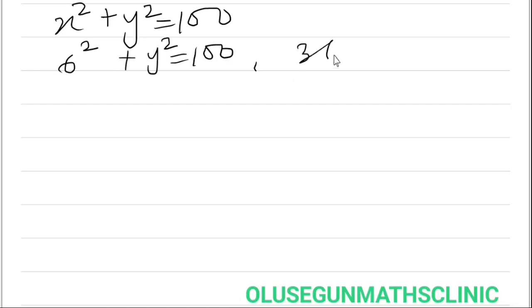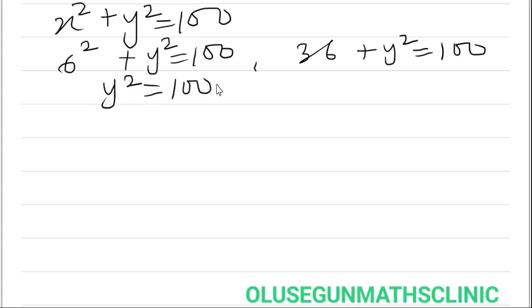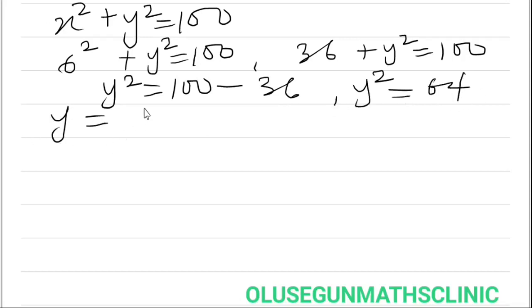So 36 plus y squared is equal to 100. So y squared is equal to 100 minus 36. So y squared is equal to 64. So the value of our y will be the square root of 64, which is equal to 8 feet.